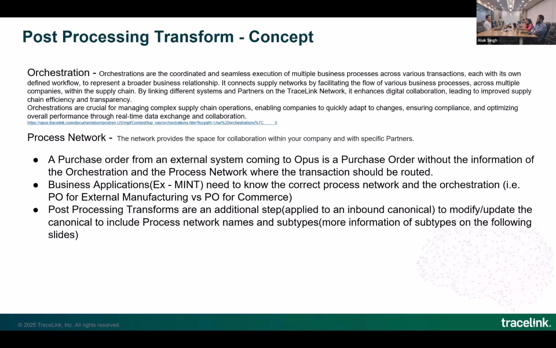It is different than the normal transform sets that we configure on our companies. The normal transform sets are very similar to the concept of maps that we set up on TTS side. An inbound transform will convert a customer format into canonical, which will be consumed by the business application. And then an outbound map or transform will convert the outbound canonical into the customer format. Now, post-processing transforms are transforms, but a little bit different.